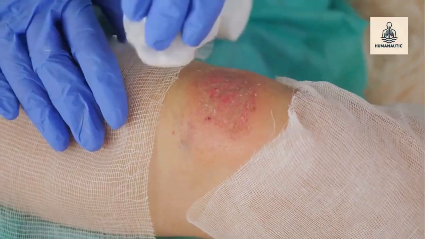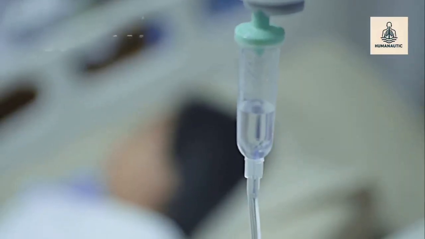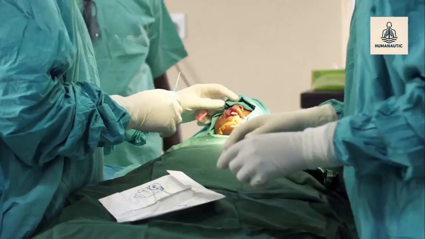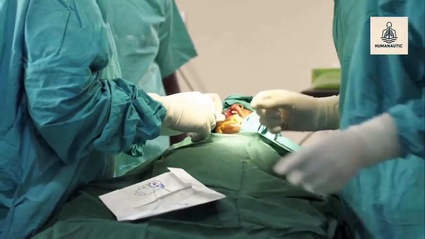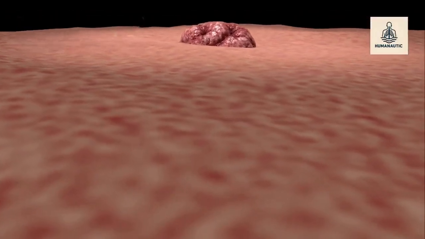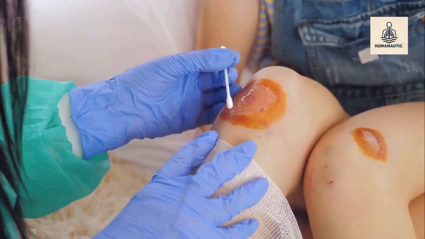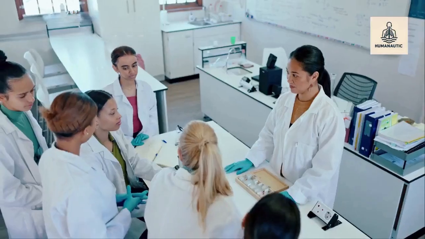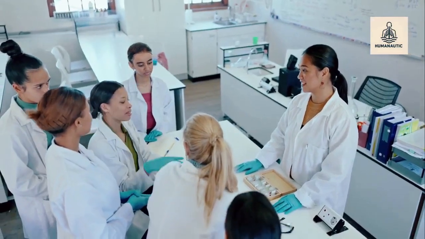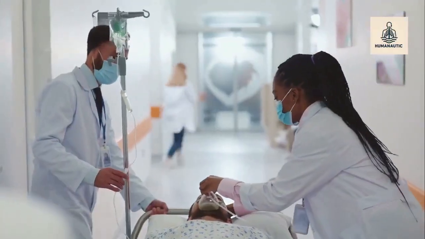Step 3, wound cleaning. Irrigate with normal saline. Remove surface debris. Healthy tissue is pink and bleeds on touch. Necrotic tissue is black, brown, or gray and does not bleed.